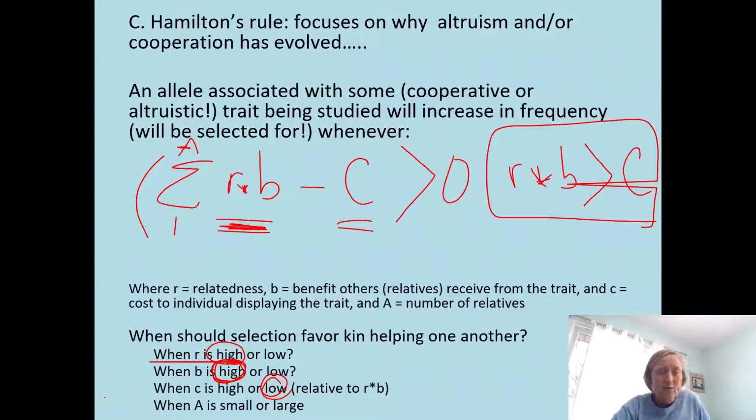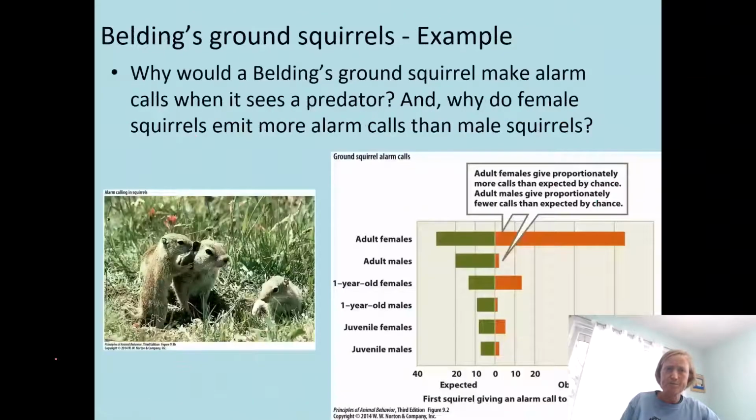All right, how about this? When should selection favor kin helping one another? When A is small or large? A is the total number of relatives. Well, the more relatives you have that you're helping, the more likely this trait is going to be selected for. So I would say when A is large, right? When A is large. Let's take a look at some examples.